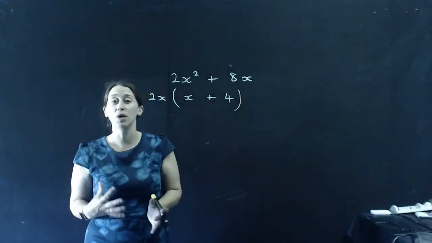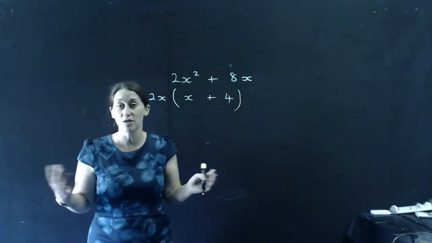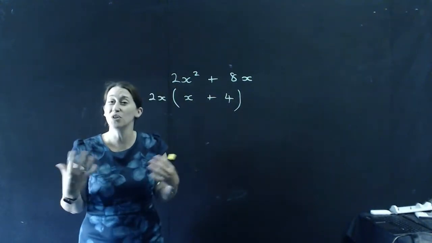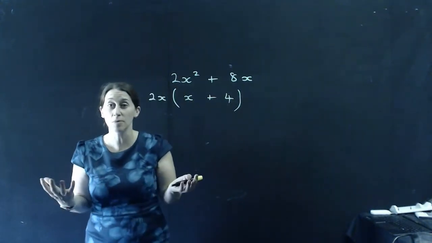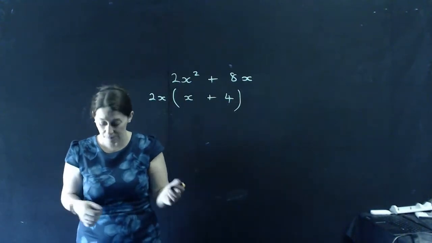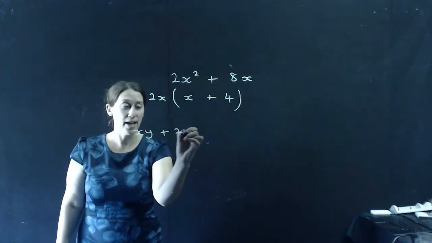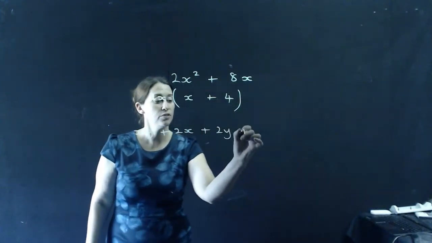What I'm going to look at mostly today is an extension of factorizing, where we have 4 terms possibly, and not all the terms have something in common with each other. They don't have a common factor. So let's write one down here: xy plus 2x plus 2y plus 4.